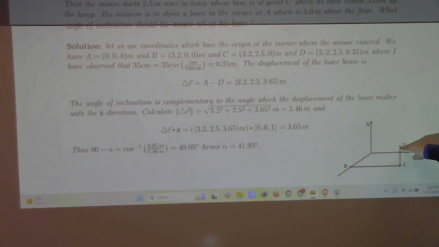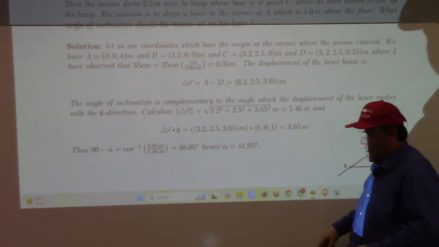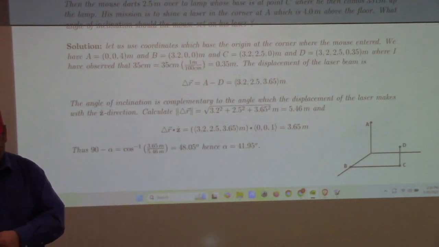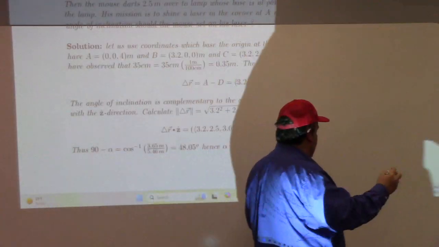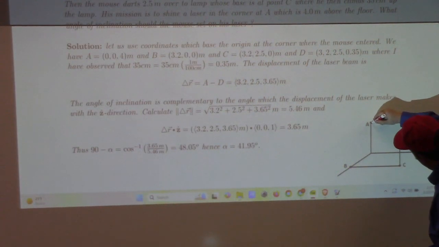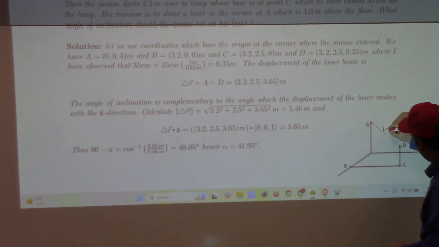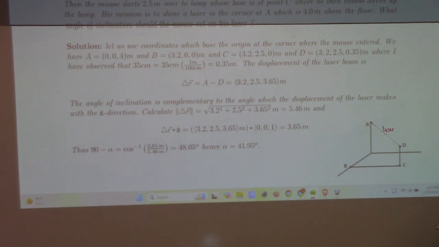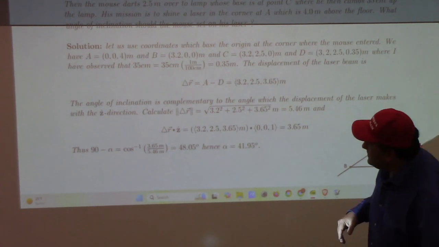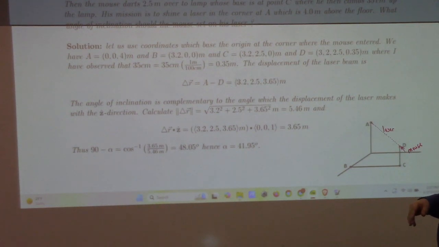And then his mission is to shine a laser at the corner A, which is 4 meters above the floor. So he's trying to shine a laser, the spy mouse, which for some reason has a laser. I don't know, imagine 20 years in the future, we've figured out how to digitize mice. So, laser. Mouse. It's hard to see, but that's the point. It's a mouse. There's a lamp here too. Use your imagination. So then the question is, what angle of inclination should the mouse set on his laser?